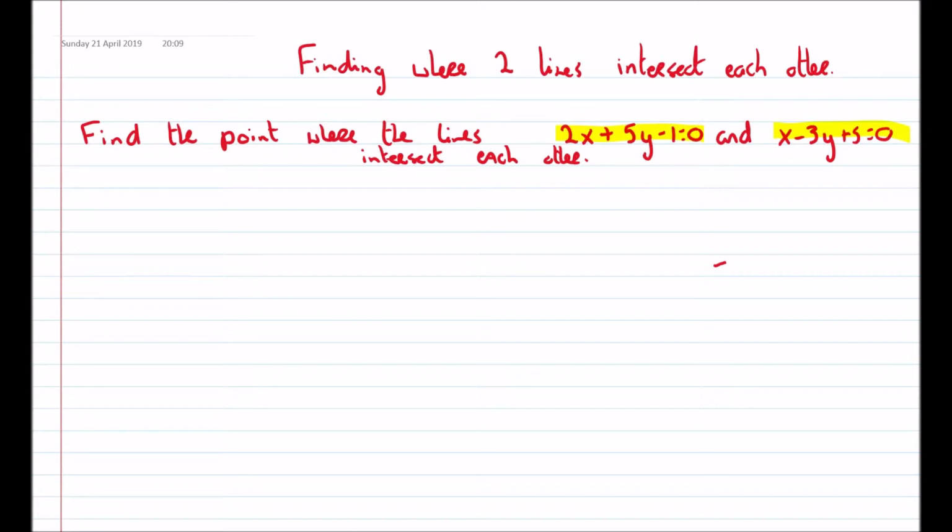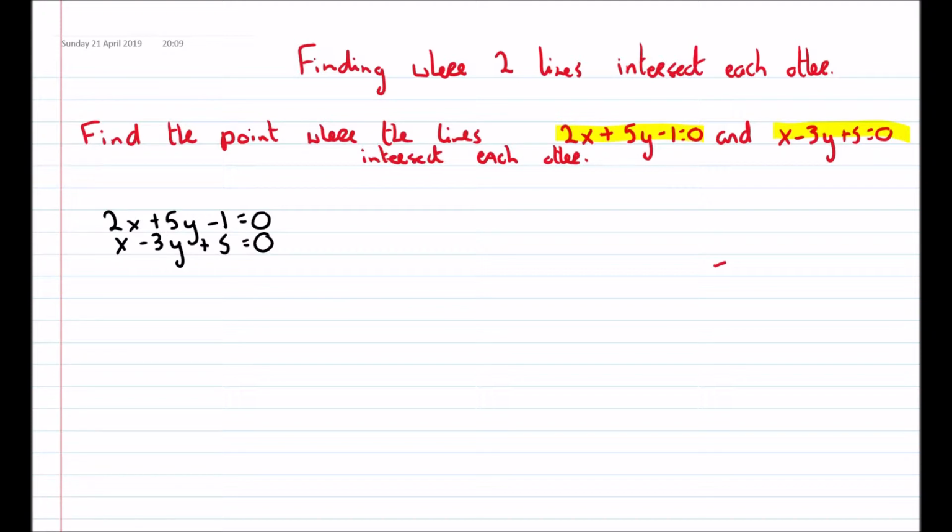The easier way is simultaneous equations. This is how we do it. So step 1, we write the two equations over each other. 2x + 5y - 1 = 0, and x - 3y + 5 = 0.